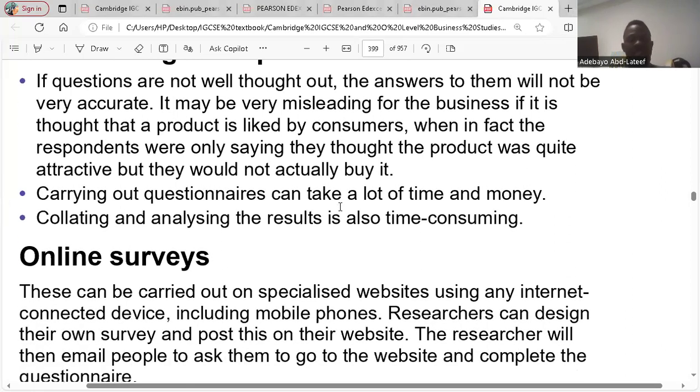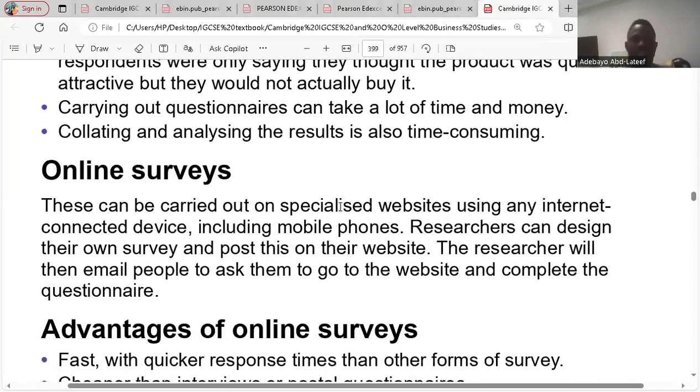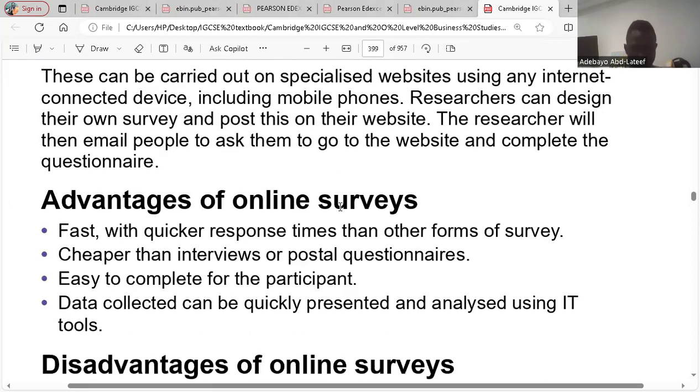So the next primary research method is online surveys. Online surveys can be carried out on specialized websites using any internet-connected device, including mobile phones. Researchers can design their own survey and post this on their website. The researcher will then email people to ask them to go to the website and complete the questionnaire. That is an online survey. So each company might have their own website where they direct you to answer some questions about their product or service.